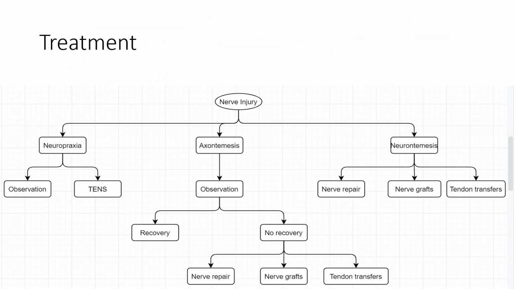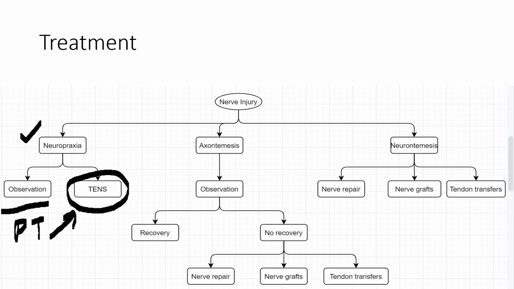Coming to the treatment, if it's a neuropraxia, then the only treatment we need to do is observation. We observe the patient, give immobilization, and advise physiotherapy after the recovery occurs. Another type of conservative therapy is TENS, that is transcutaneous electric nerve stimulation. We can stimulate the nerve. So in neuropraxia, no surgical treatment is required. The only treatment is observation and physiotherapy, that is transcutaneous electric nerve stimulation.